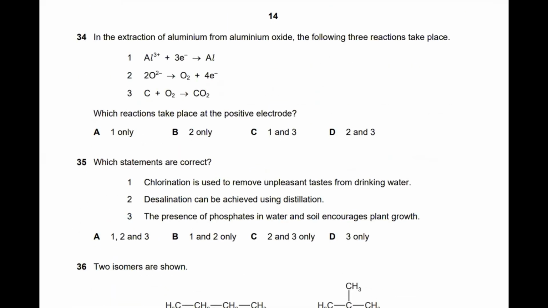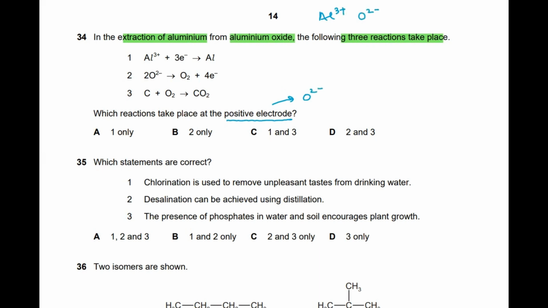Moving to question number 34. It says that in the extraction of aluminium from aluminium oxide, three reactions take place here: 1, 2, and 3. Now they're asking which reaction takes place at the positive electrode. Positive electrode means your negative ions will be going towards it. So if it is aluminium oxide, then aluminium ions and oxide ions are there.